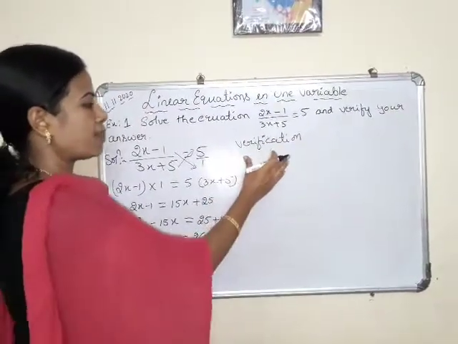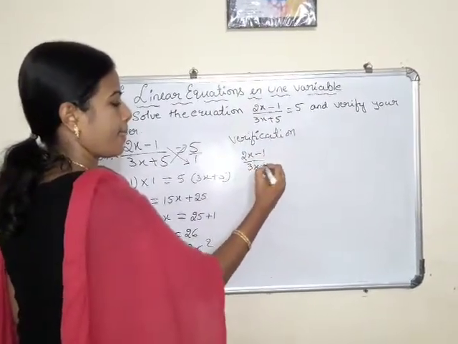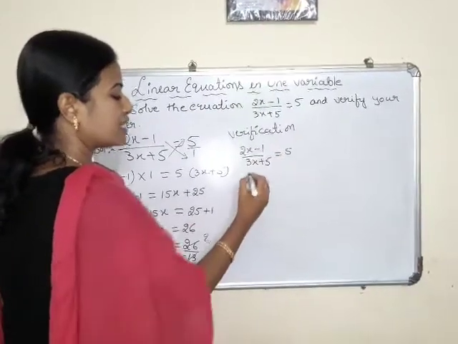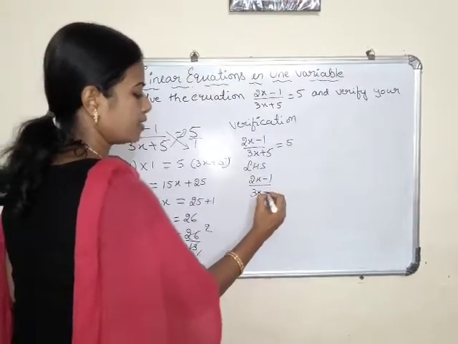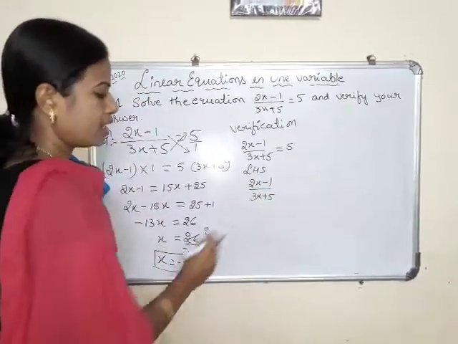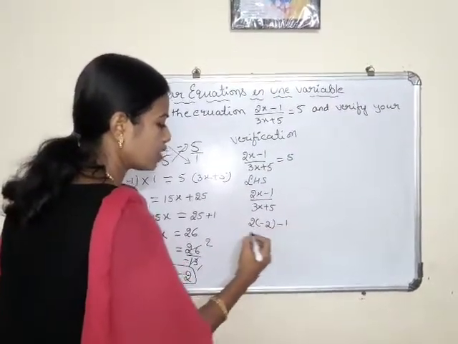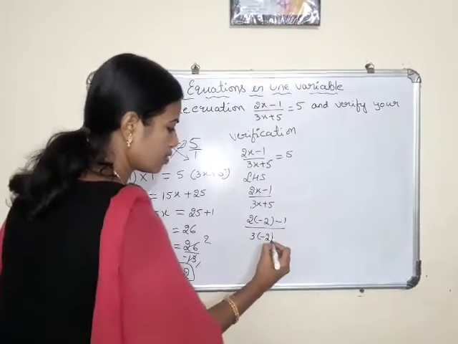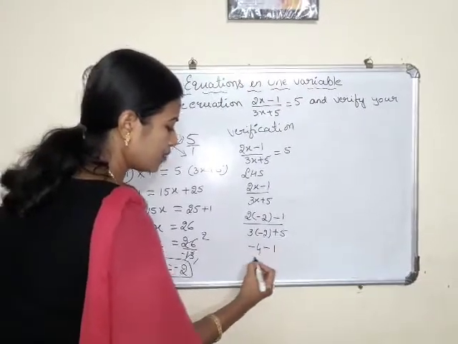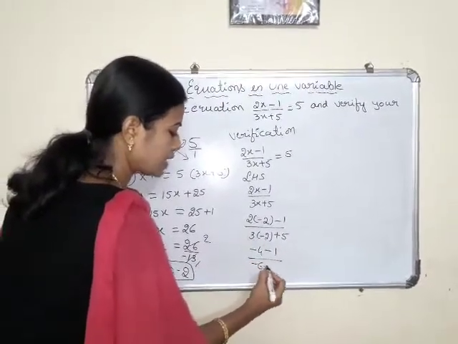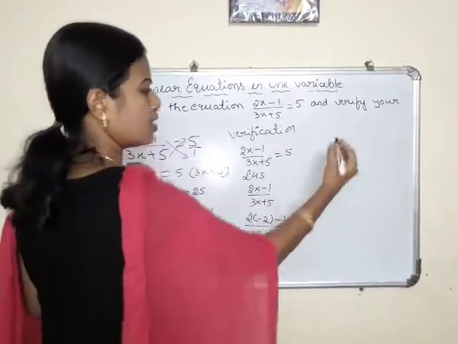Verification. In the verification part, the given question as it is. Consider only LHS. What is LHS? 2x minus 1 divided by 3x plus 5. Here substitute the x value. The x value we got is minus 2. 2 twos are 4, minus 4, minus 1, divided by 3 twos are minus 6 plus 5. Minus into minus plus, 4 plus 1, 5.